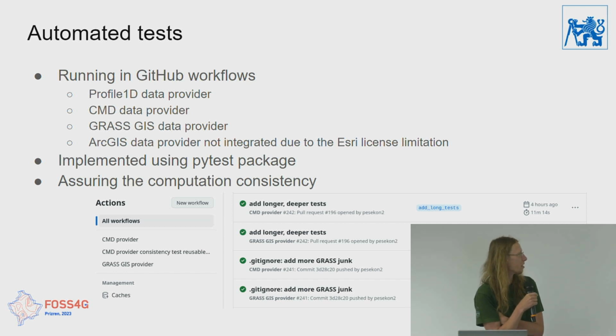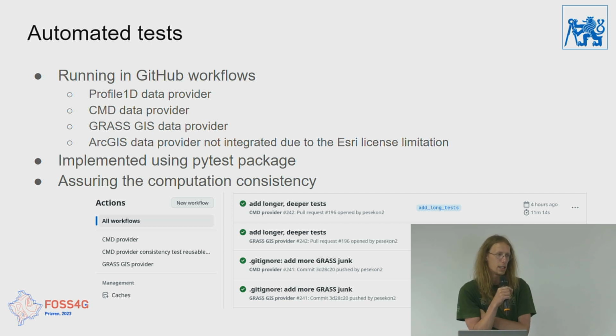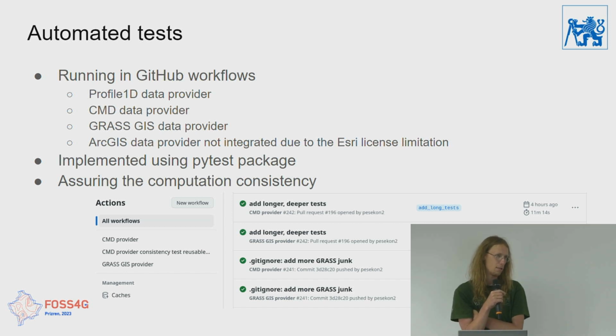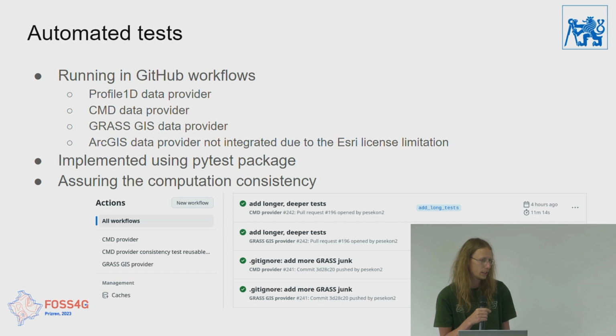And the project has some automated tests as it is like a standard in the community nowadays. They run in GitHub workflows, so they are automatic and they assure the computation consistency. So whatever we change in the model, we want to be sure that the speed has changed, but the results are still the same. Or if they are different, then we should consider them better.